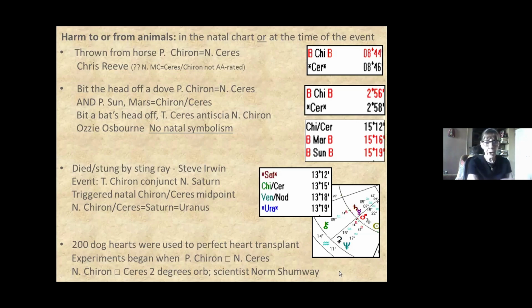Here's a guy who practiced vivisection. He used 200 dog hearts to perfect the heart transplant. And the experiments began when progressed Chiron was squaring natal Ceres. And he had the natal aspect within 2 degrees. But when it was exact, he started the experiments where he used the dog hearts.